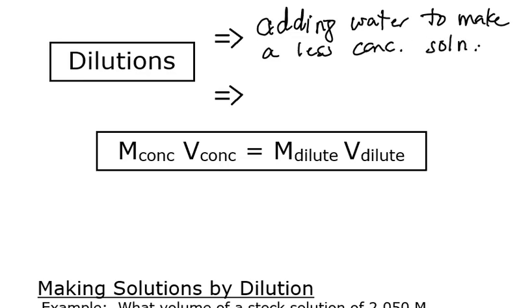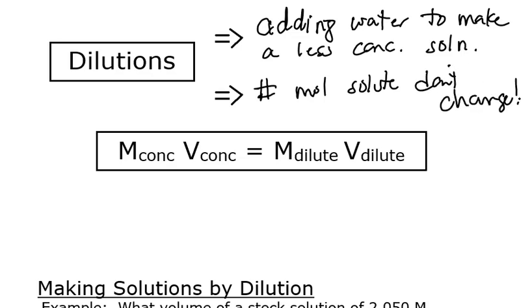All right, and when you do that, it turns out that the number of moles of solute don't change. For instance, if you make a concentrated solution of sugar in water, but then you add more water, you still have the same amount of sugar, it's just more dilute.